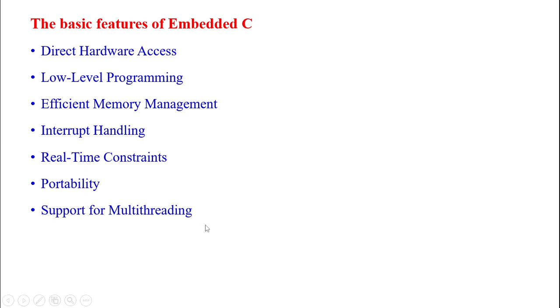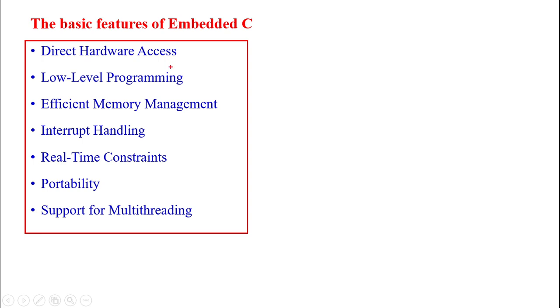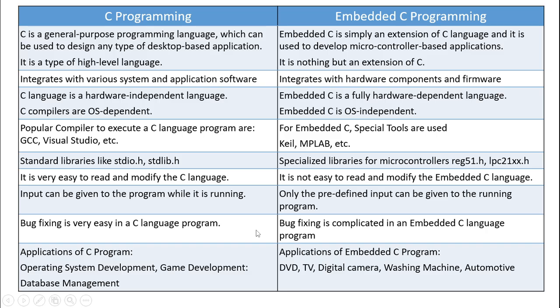And then it also supports multi-threading. Embedded C programming will support multi-threading, which is nothing but operating system like multitasking. So these are all the important features of embedded C programming. If you know these points, that's more than enough to explain embedded C. One is direct hardware access, low level programming, efficient memory management. Easily we can handle interrupts, and real-time constraints, portability, and supporting multi-threading.